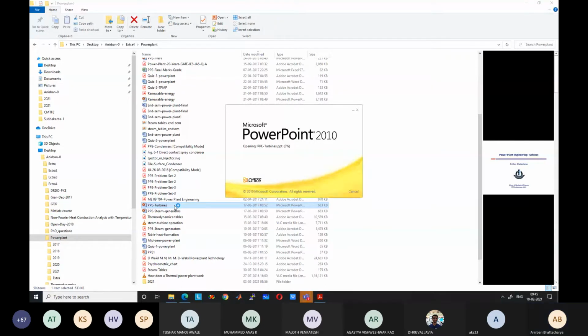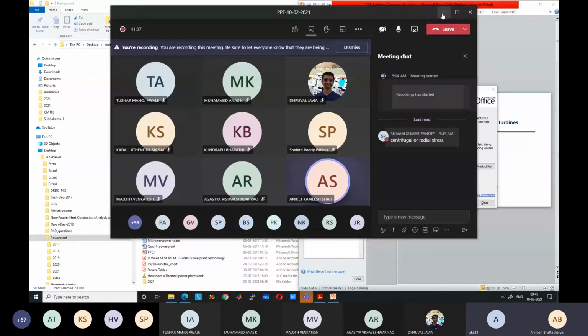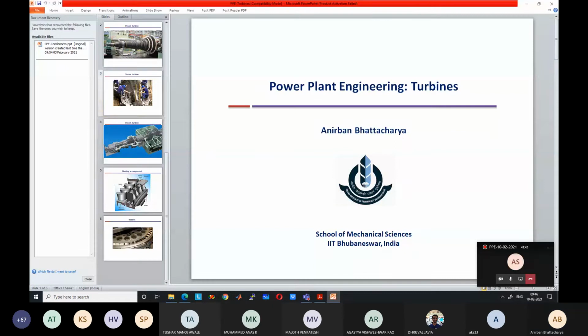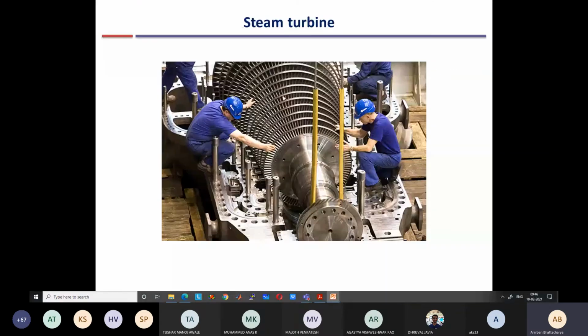Okay. So is it pressure loss? Radial stress. So it is right. Centrifugal stress will increase, radial stress. Why will it increase? Because if the cross-sectional area is more, the length of the blades will increase to accommodate the higher cross-sectional area.